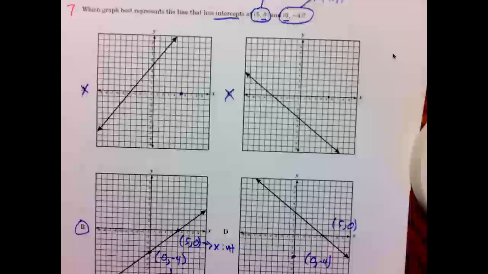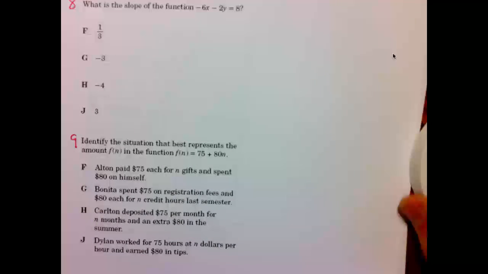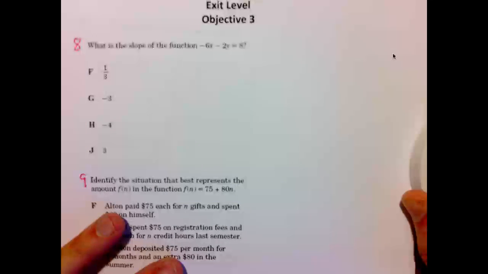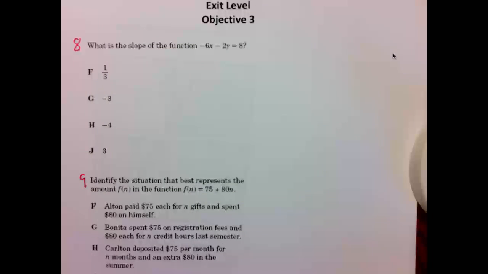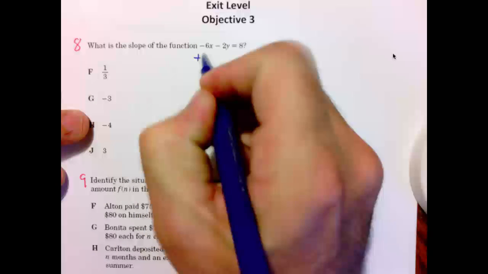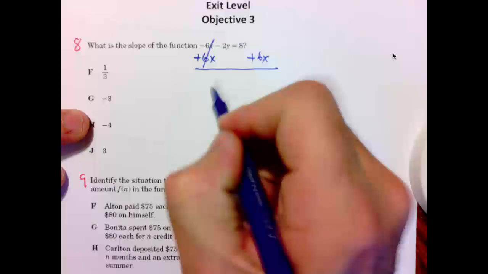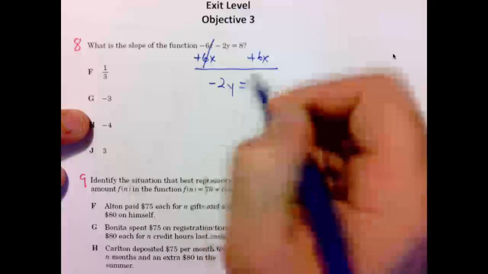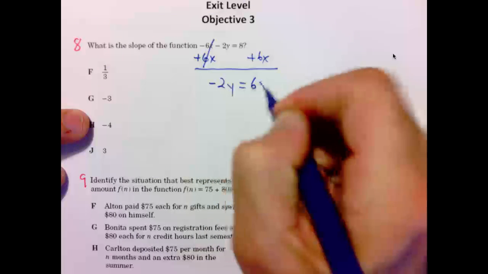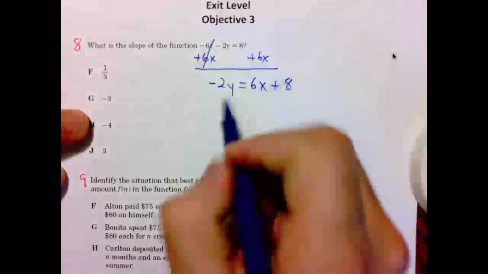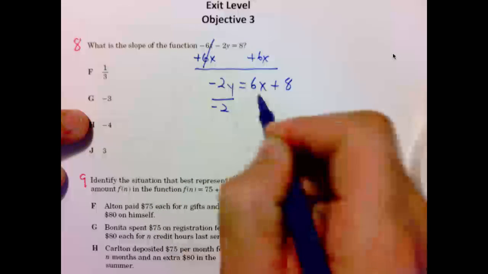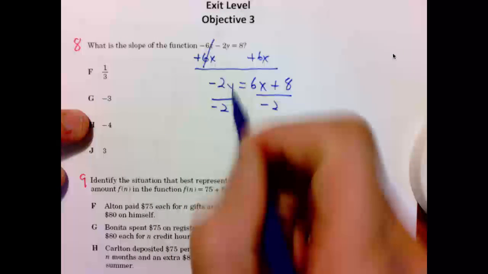All right, number 8. What is the slope of the function -6x - 2y = 8? Again, we will solve for y, and slope is the coefficient of x. Solving for y, I'll first add 6x to both sides. 6x cancels with minus 6x to leave -2y on the left. 8 plus 6x, or 6x plus 8 on the right, dividing by the coefficient -2. -2 divides -2 to leave y.